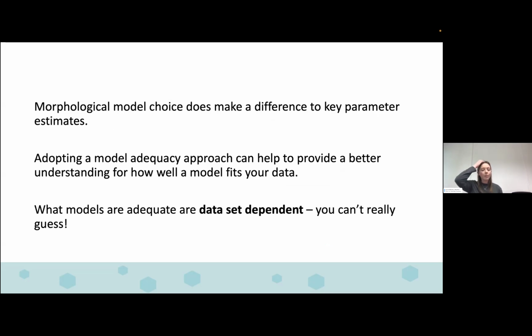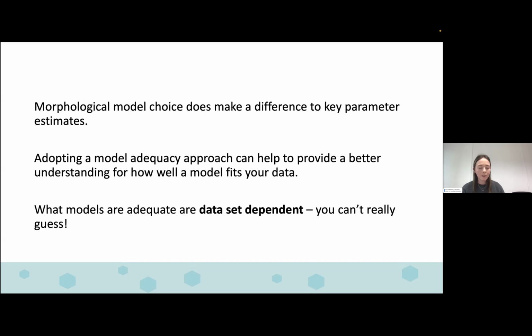So from this, I want to say that when we're doing these morphological analyses, we really do need to think about the model choice, because especially when the matrices can be quite small, people sometimes treat it as the endpoint of analysis, when they just want to get a tree. But these choices are having quite an impact on our parameter estimates. So we need to be a bit conscious of that. And using model adequacy can help us figure out if a model is describing our data and what that looks like. I didn't show any empirical results here, but we also found that whichever model is adequate is quite data set dependent. There's not really one model that fits all.